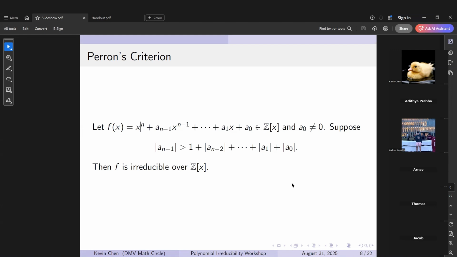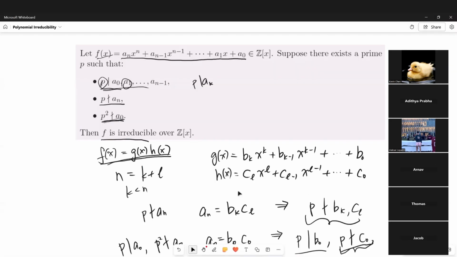This is quite different from Eisenstein's, because for the other one we need to choose a prime that satisfies a couple of divisibility conditions regarding the coefficients, and for this one, we must have one coefficient dominate all the other coefficients in an inequality. And so the proof is going to be quite different as well.